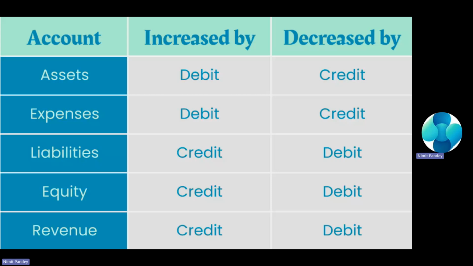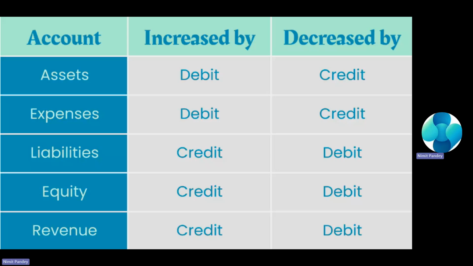So whenever we create any entry or do some customization and want to understand the base entries, we can just learn this and check accordingly. Inventory is our asset. So when inventory increases, when we purchase, that time inventory would be debit.